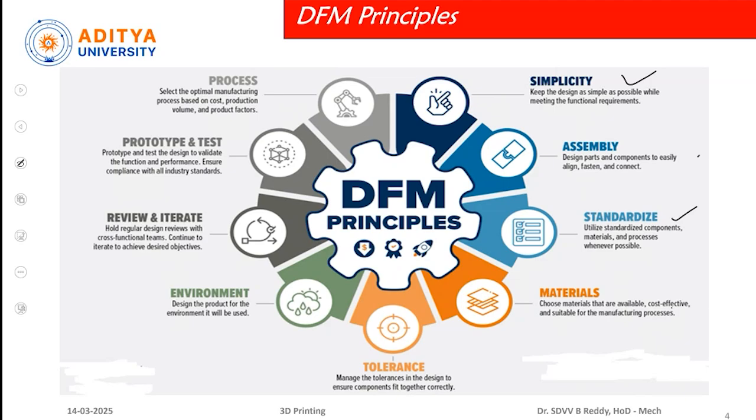That means you have to go for a tolerance, to check whether the design ensures the components will fit together correctly. That is what is required in a tolerance. We can go for it. And also materials, whether the material can sustain or not, we can go on to the environment. We can design the product for the environment in which it will be used.